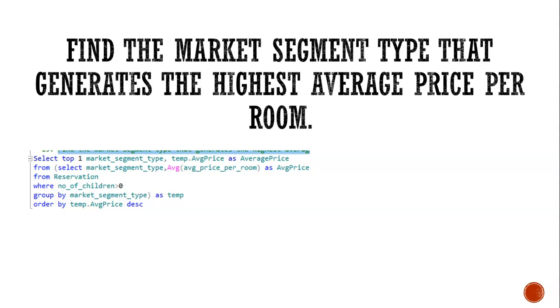Find the market segment type that generates the highest average price per room. So again, as you can see, we have to find the highest average price, similar to most popular. So we'll again use the top one command and the sub table concept, where instead of finding the popularity this time, I'm finding the average price per room, since we have to look for the highest average price per room. And then I will just order the average price in descending order and select the top one row to display my results. And this is it.